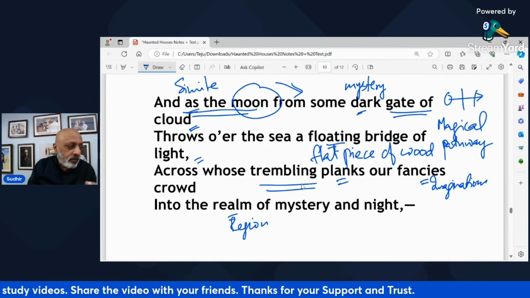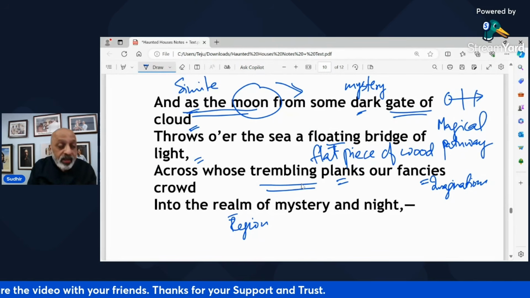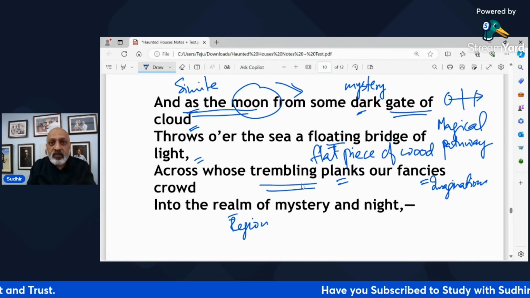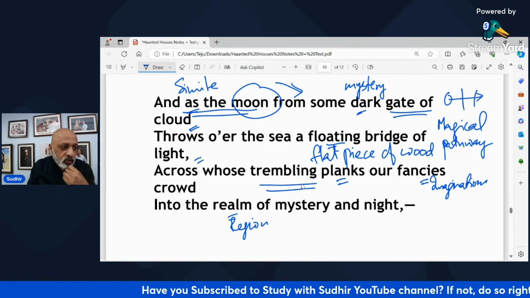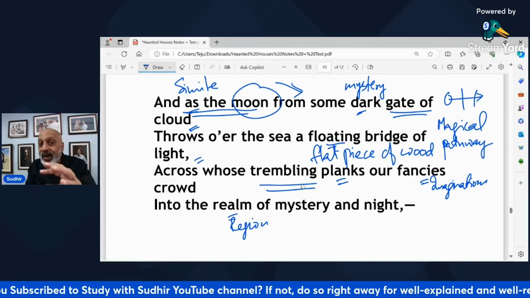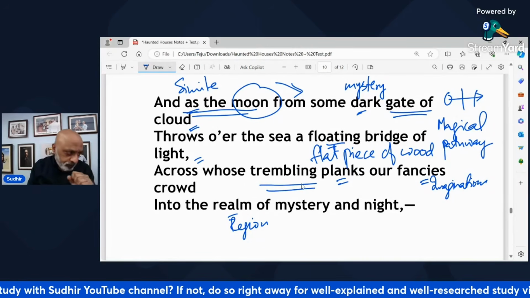Why is it a trembling planks? Because trembling conveys a sense of uncertainty. It conveys a sense of something which is fragile. It is not something which can be completely depended upon. At any time it can collapse. So the bridge, while it is very beautiful, thanks to the moonlight, is not entirely stable.